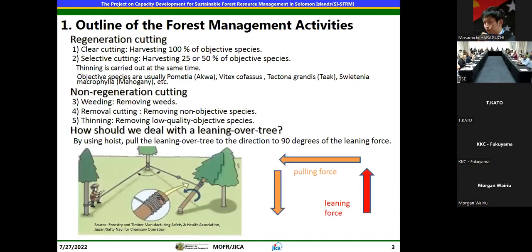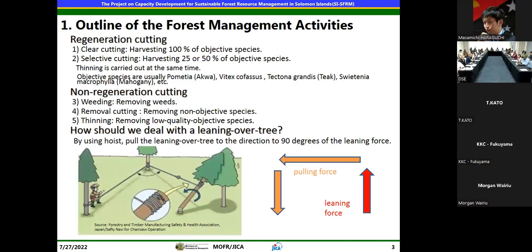1, outline of the forest management activities. Regeneration cutting. 1, clear cutting, harvesting 100% of objective species. That's through trees being identified for cutting. Selective cutting, harvesting 25 or 50% of objective species. Thinning is carried out at the same time.